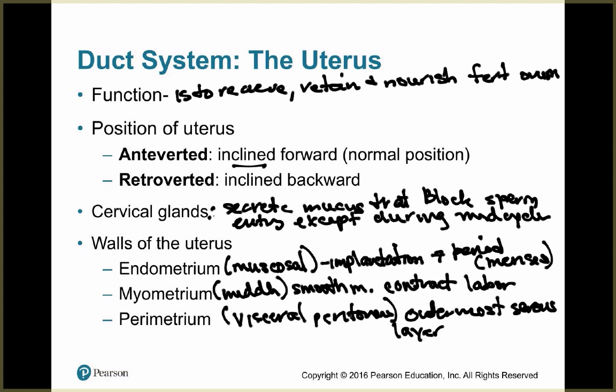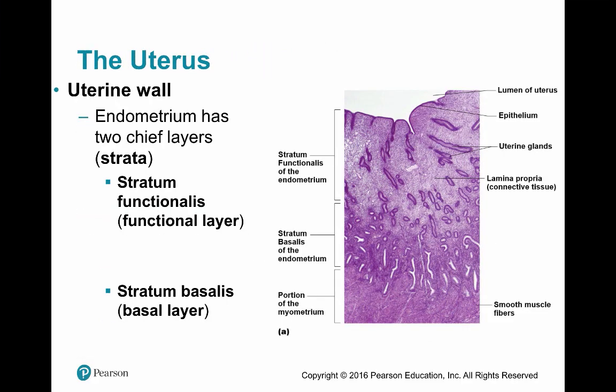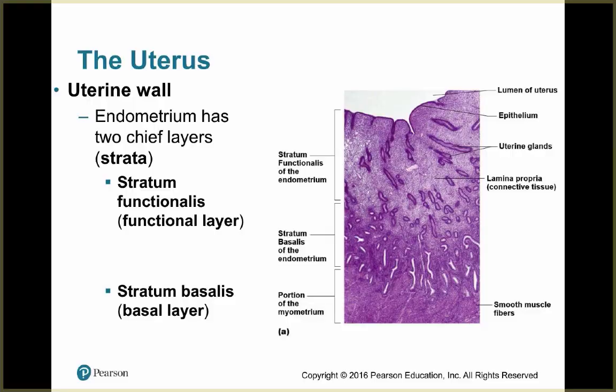So let's look at the uterine wall now, and specifically look at the endometrium, because this is the part that's going to support life, and this is the part that we lose during menstruation. And so the endometrium actually has two chief layers. These layers are otherwise known as strata. And so they're the stratum functionalis, which is a functional layer, and the stratum basalis, which is the basal layer. So the functional layer actually changes in response to ovarian hormone cycles. So this is what gets shed during menstruation.